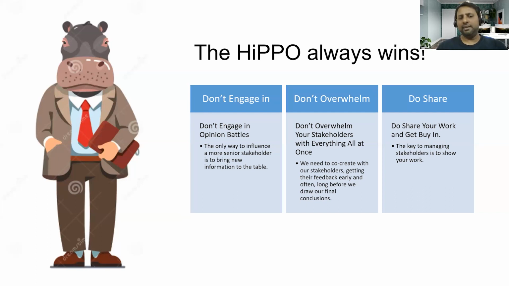Don't engage in any kind of opinion battle whenever it comes to managing stakeholders. Just like we talked about the political example a couple of minutes back, you are not going to influence the political leader with your opinion. So you are also not going to influence your boss or any key stakeholders who are more senior to you. If you rely on your opinion alone, the more senior stakeholder has more expertise than you. They have more access to senior experts than you do, and they have the authority to make the decision over you. The only way to influence a more senior stakeholder is to bring new information to the table.